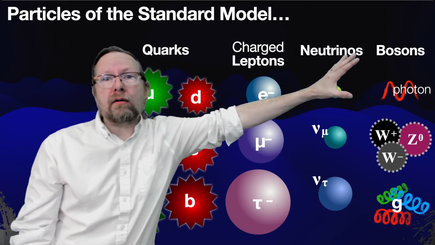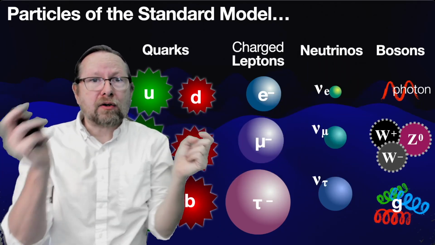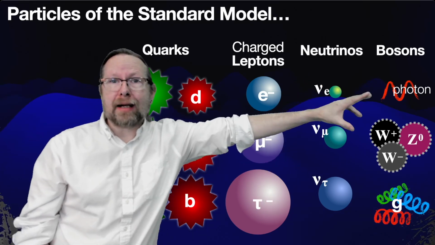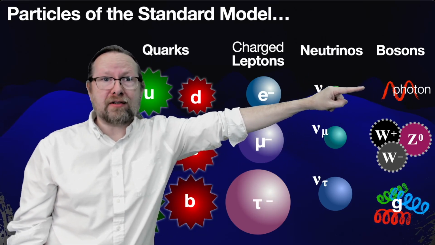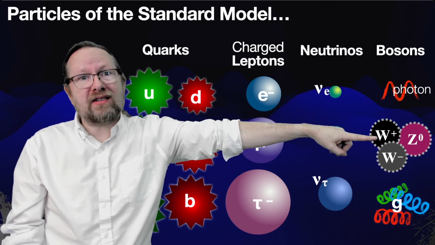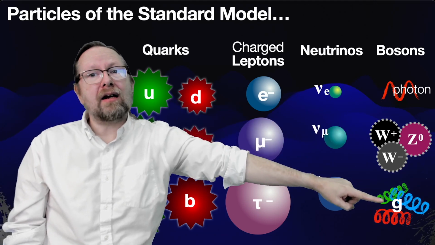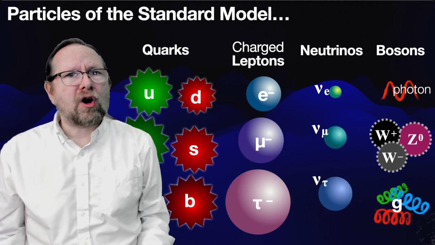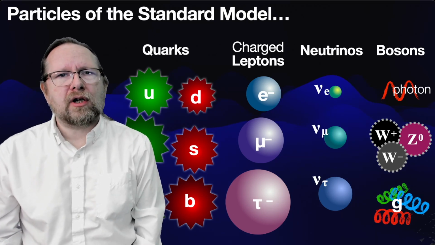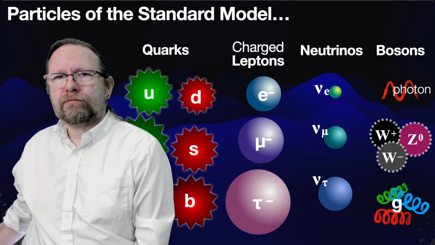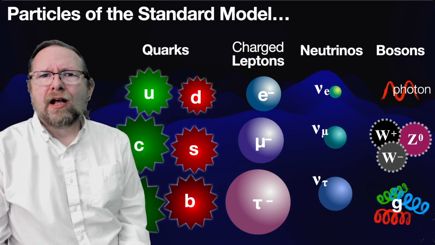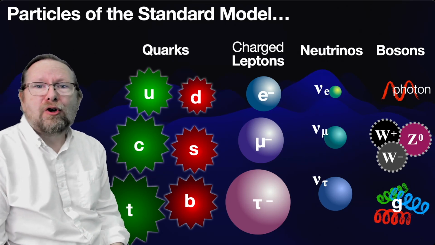And then there are the force particles, the particles that are exchanged between particles that create the forces. The electromagnetic force, caused by the exchange of photons of light. The weak force, caused by the exchange of these heavy weak bosons, the W and Z bosons. And the color force, the strong nuclear force, caused by the exchange of these gluons with their own kind of charge, called the color charge. And that's it. Almost. That is all the particles we know about in nature.